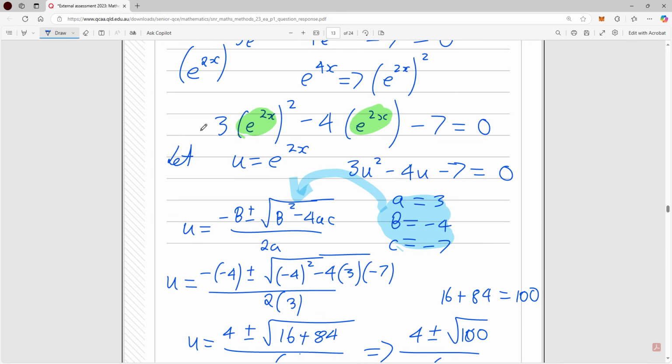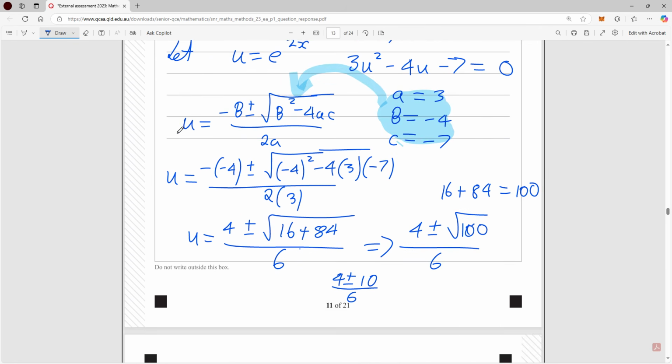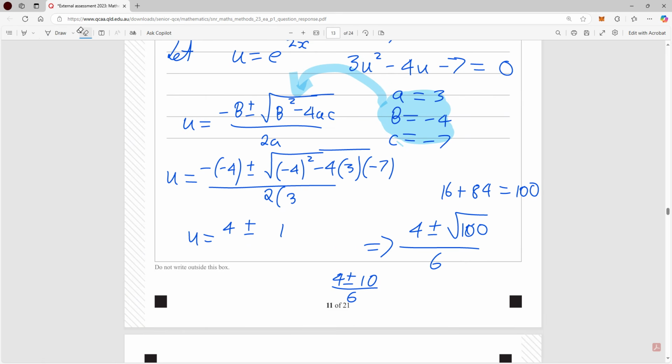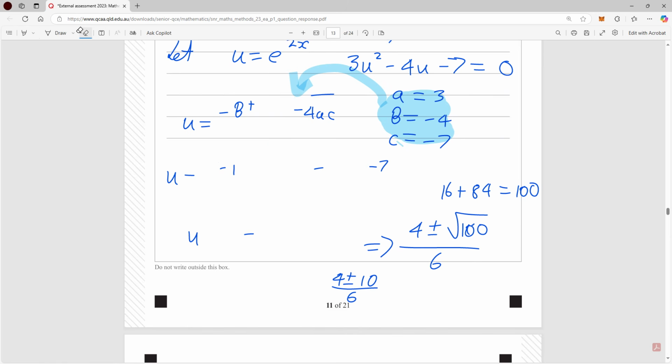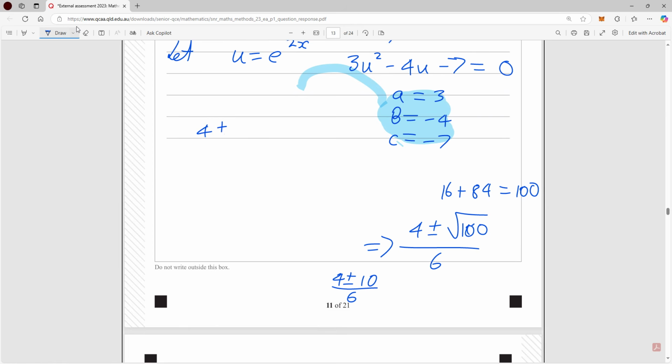Now I'm going to rub out some of the stuff up here because I'm running out of room. If you have any questions at all, just rewind the video, because I'm physically running out of room to answer this question here. Alright, so chuck the numbers in. Here we'll have 4 plus or minus 10 over 6, which means we have 4 plus 10 over 6, or 4 minus 10 over 6.